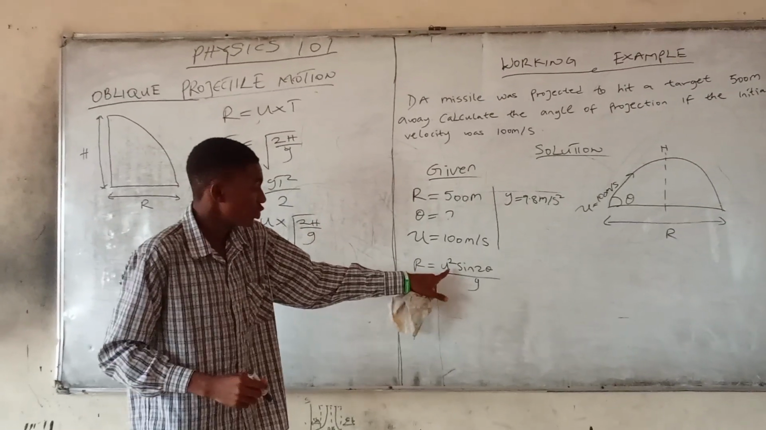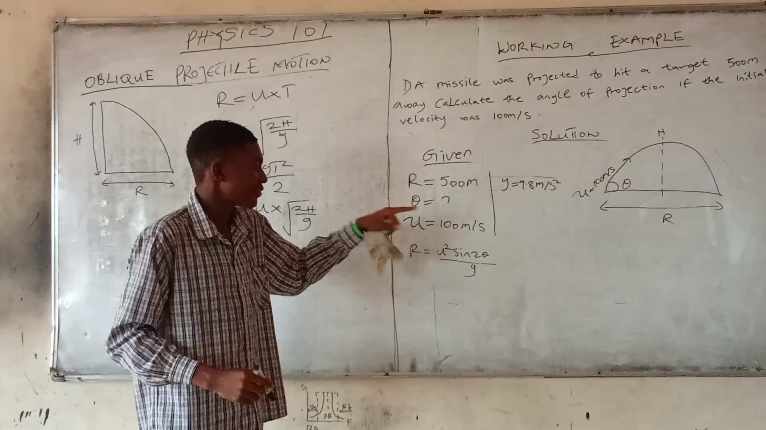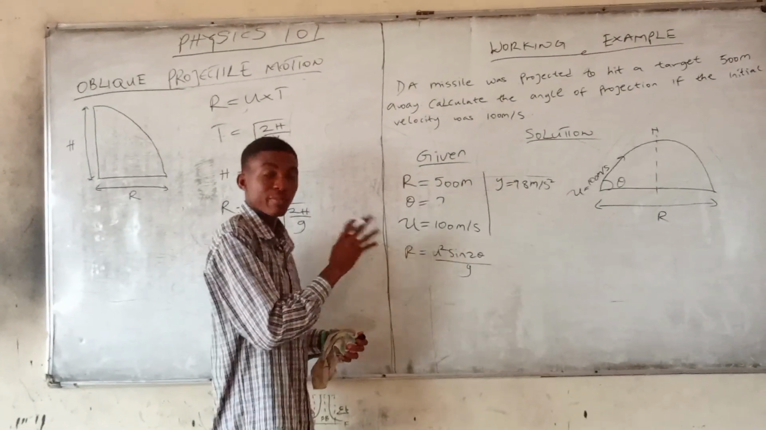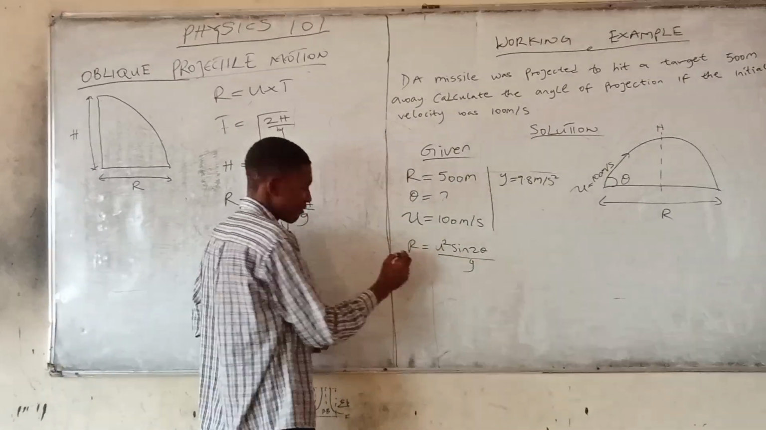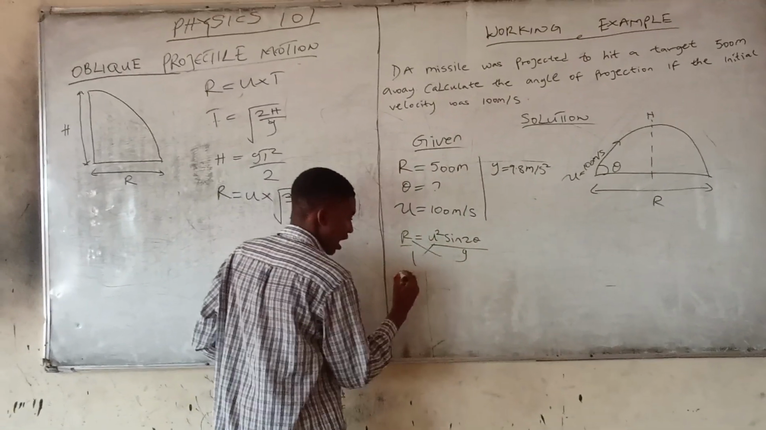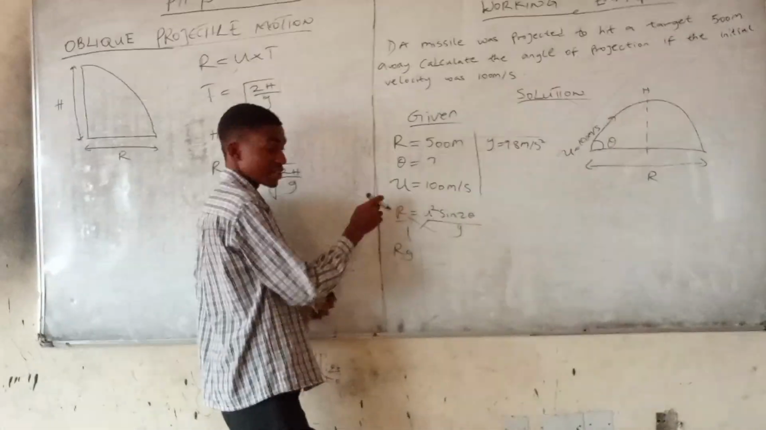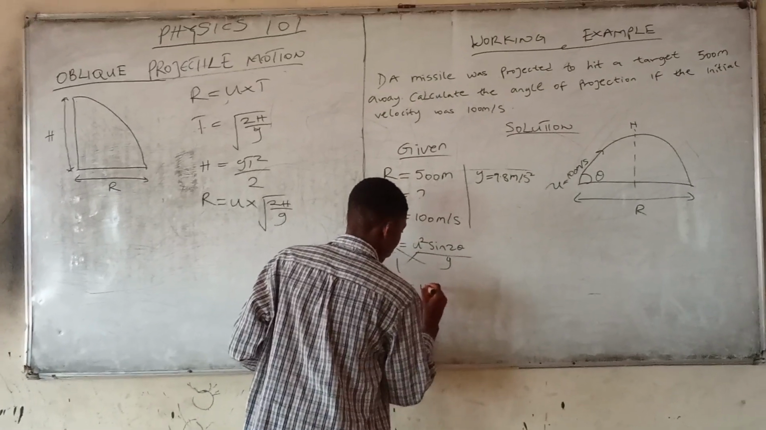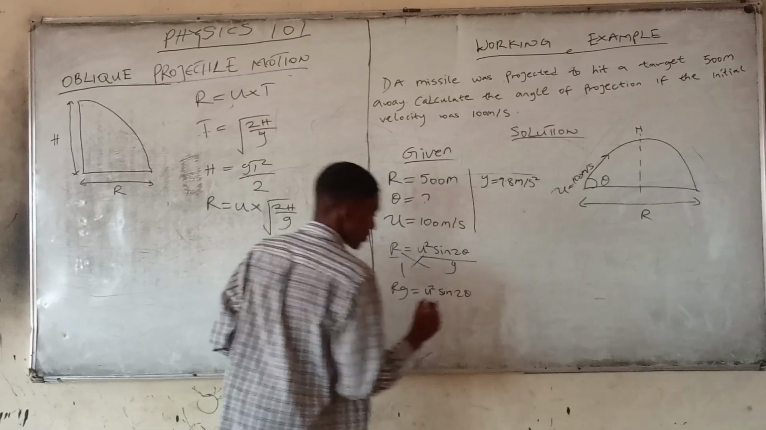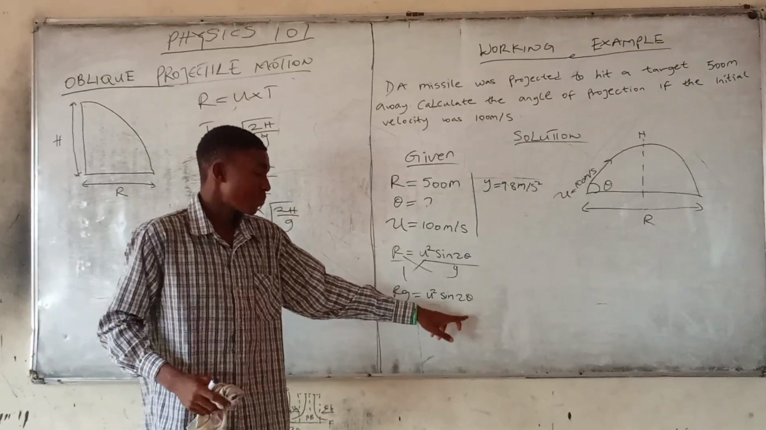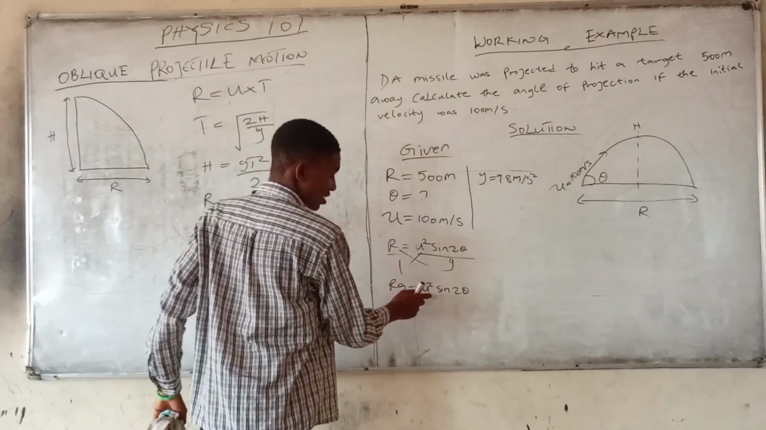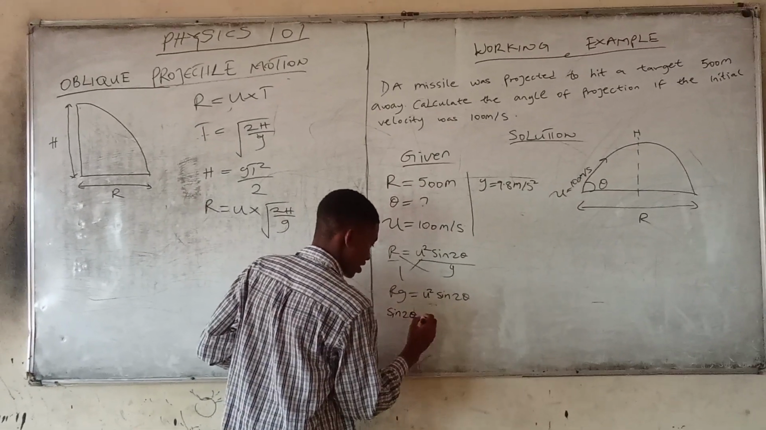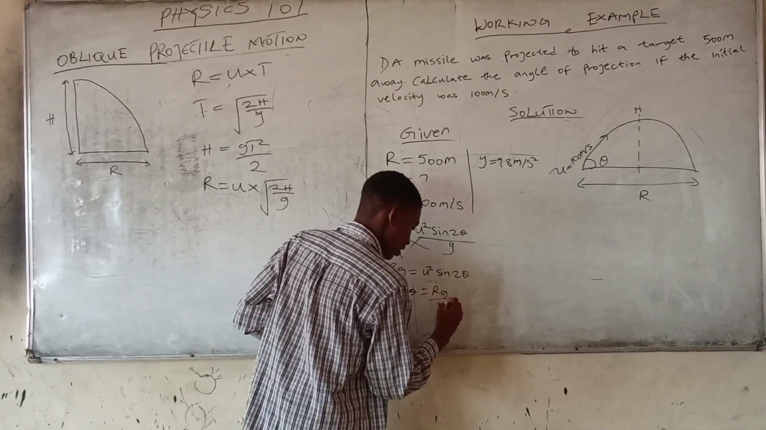Now, we have range, we have u, we have theta, we have g. But we're looking for theta, so we have to make theta the subject of the formula. Let's multiply first. Multiplying, we have gravity times the range, R g, equals u squared sine 2 theta. We still need to make theta the subject. So now let's take this u squared here. So we have sine 2 theta equals R g over u squared.